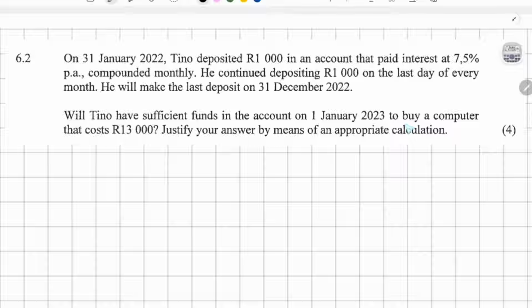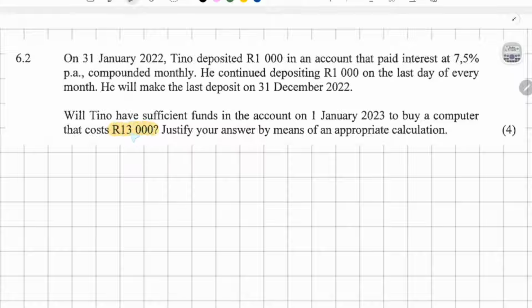Okay, so on the 1st of January, to buy a computer that costs 13,000 Rand, justify your answer by means of an appropriate calculation. Okay, so as we can see, this is a future value question, first of all, and he's just depositing for a specific amount of time. All the information is given here, and we just want to find out, will he have enough money to buy a computer that costs this?